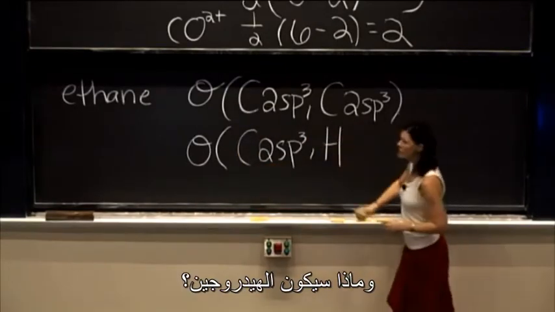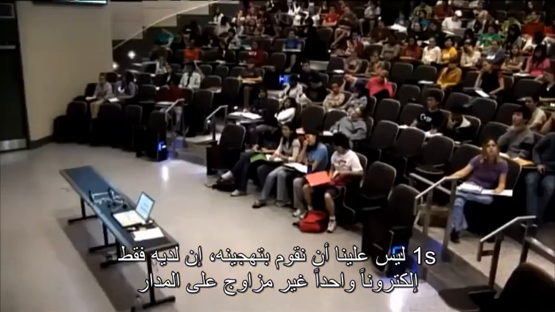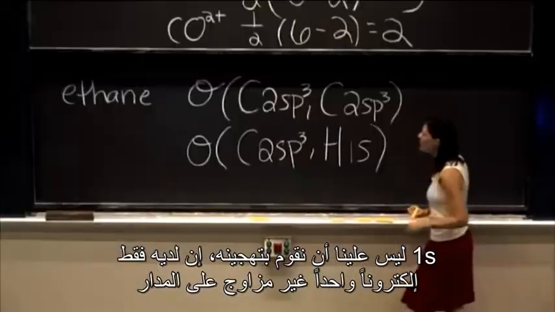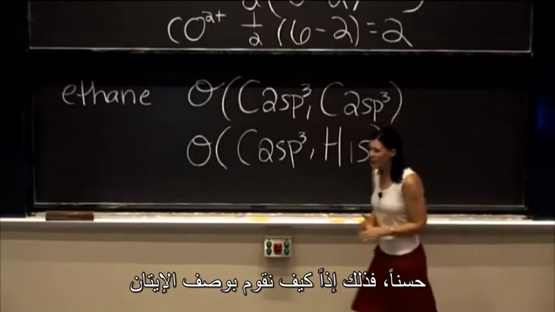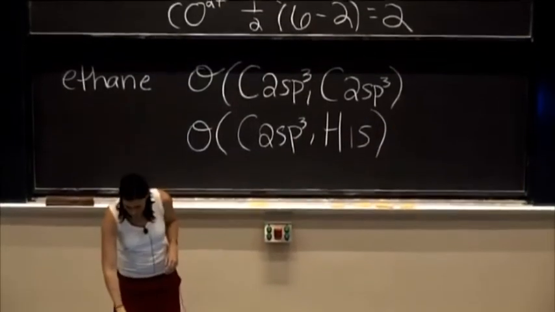And what will our hydrogen be? 1s. We don't have to hybridize it. It already has only 1 unpaired electron in a 1s orbital. All right, so that's how we describe ethane.